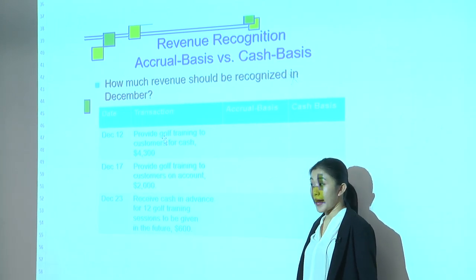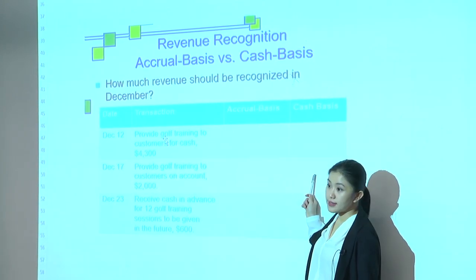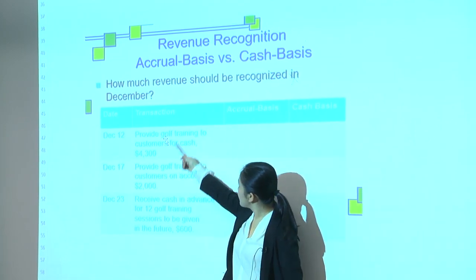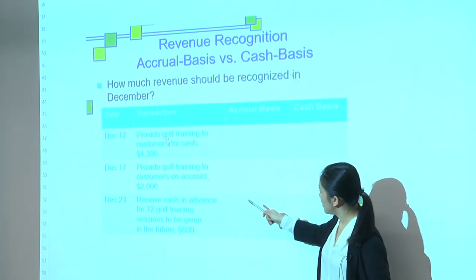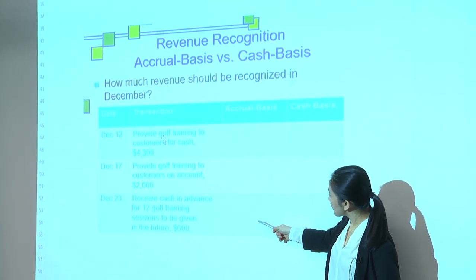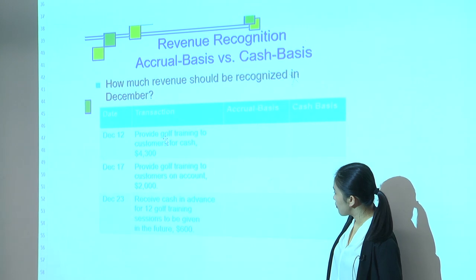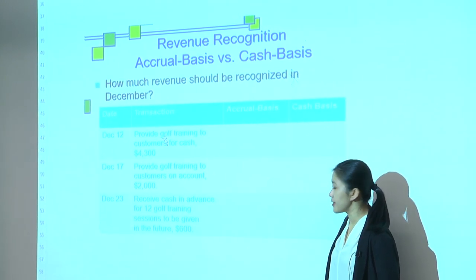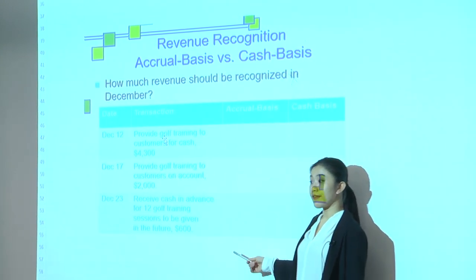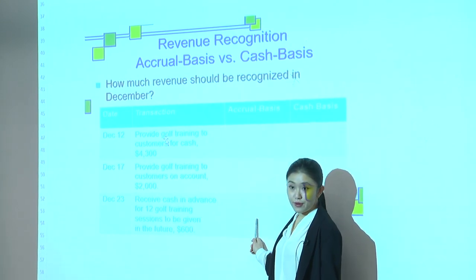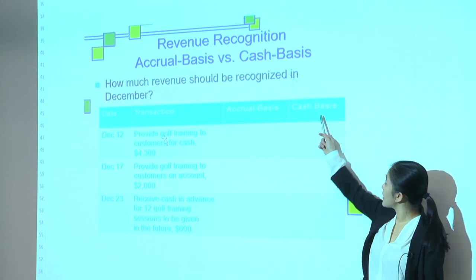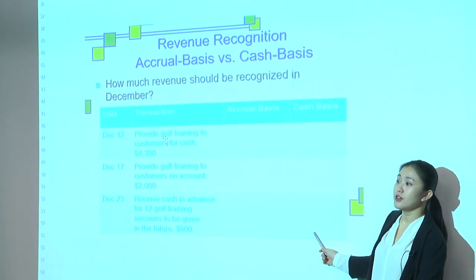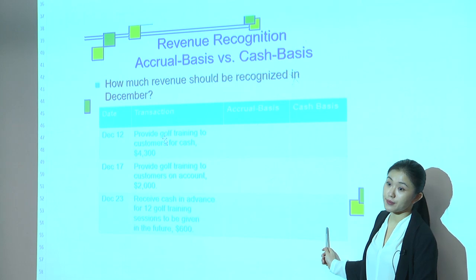On account means no cash, so cash basis nothing. But since the wordings are the same for accrual, so definitely record it here. The last one, receive cash in advance for 12 golf training sessions to be given in the future. So haven't provided service, no revenue recorded under accrual basis. But since we have received cash, under cash basis, we only look at cash. So we should record revenue under cash basis.